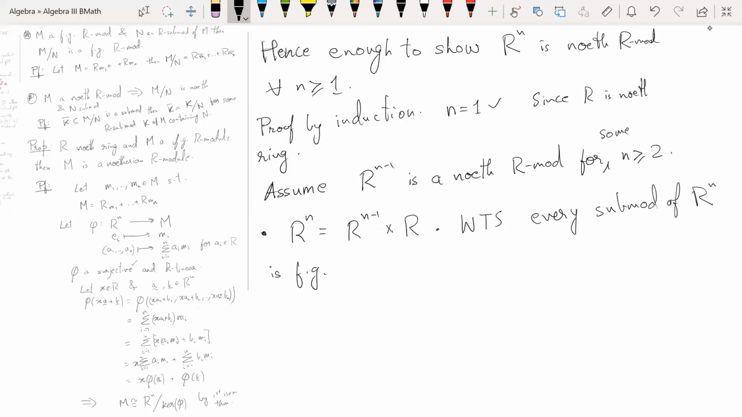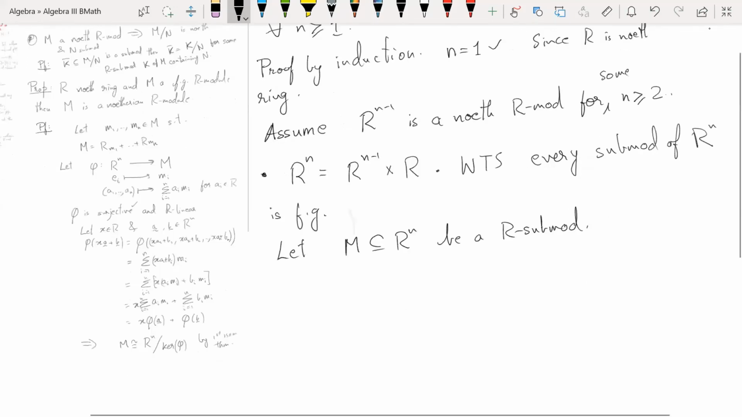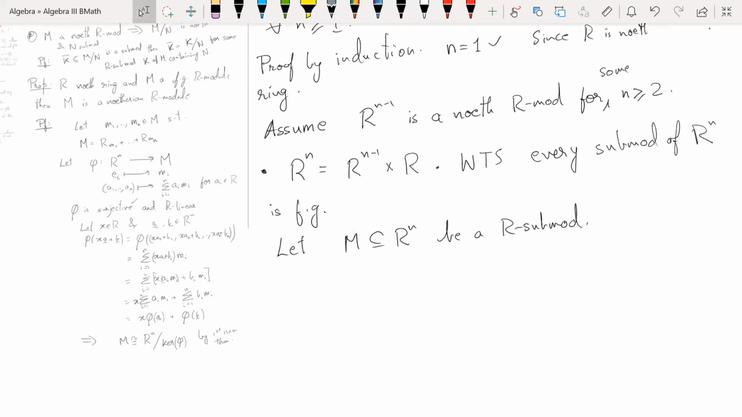And then the proof will, assuming that R^(n-1) is a Noetherian R-module, and of course R is also a Noetherian R-module, since R is Noetherian. So let M contained in R^n be a submodule, an R-submodule. Then we can cook up, so I want to find finitely many elements in M which will generate M.